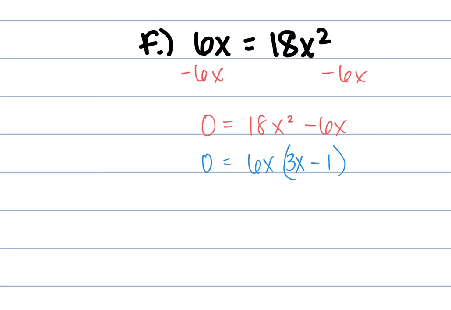You set each of those equal to 0. You get 6x equals 0, and you get 3x minus 1 equals 0. x equals 0. x equals 1 over 3.